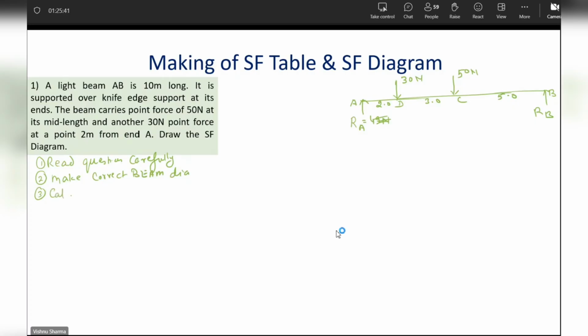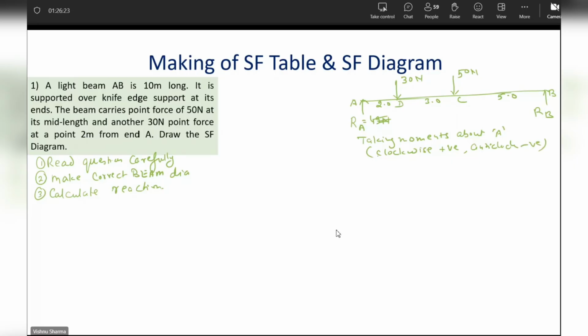Third is calculate the reactions. Now I'll execute the third step here. Taking moments about A. I'm writing everything. Sometimes I may just start the word and scribble, but I'm speaking everything also. Taking moments about A. Clockwise as negative. My mistake. Sorry, guys. Clockwise as positive. Anti-clockwise as negative. I have 4 forces.